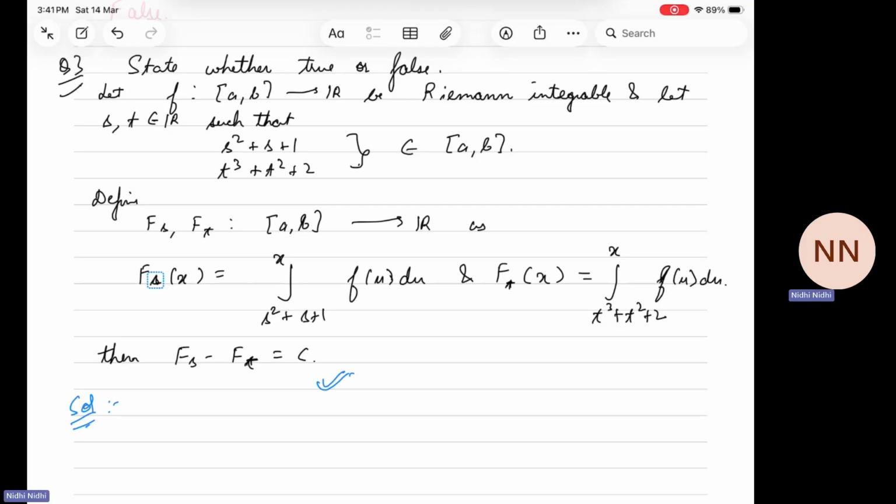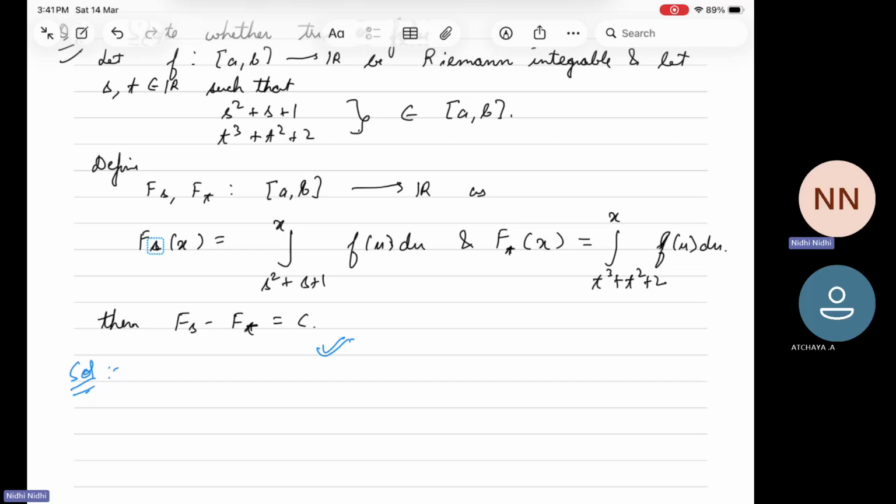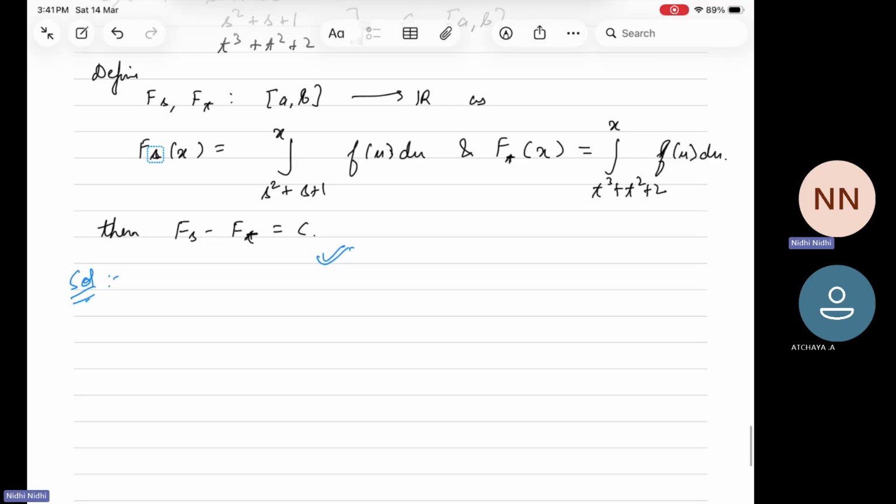So basically, a function defined on a closed and bounded interval is constant if and only if its derivative is 0. So if the function is constant, its derivative must be 0. That means we can say that f_s minus f_t is equal to c if and only if d by dx of (f_s minus f_t) is equal to 0.